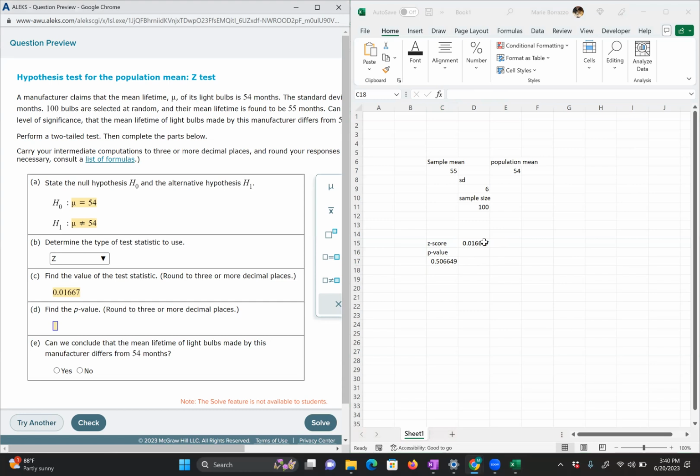So we're going to go with 0.5066. Is that okay with you? 0.5066. All right, I'll leave it at that.